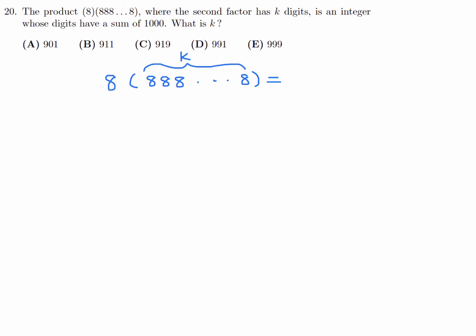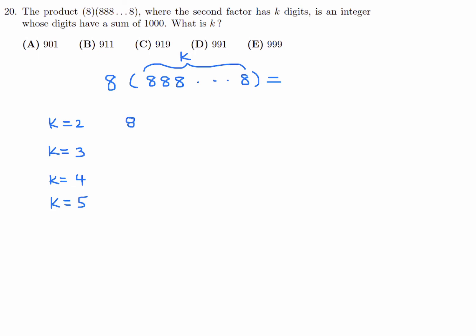Okay, we have to look for a pattern. So first let's do k equals 2. And then we'll see what kind of a pattern we have. I think if I do just a few of these, the pattern should be clear. So I don't think I need to do more than 4.